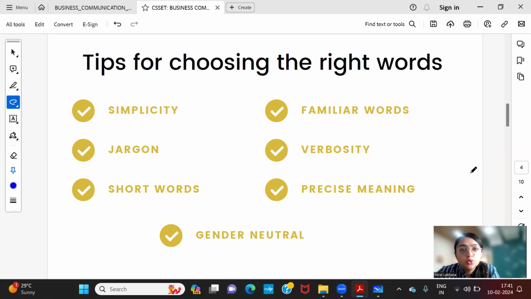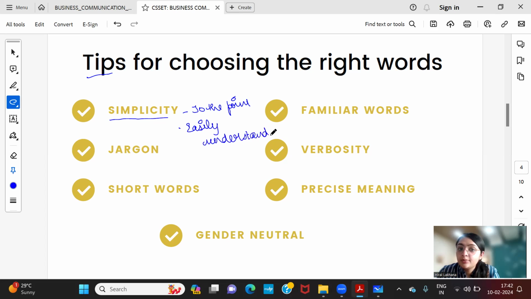But how do we know which are the right words that needs to be chosen? So here are a few quick tips for choosing the right words. So we'll go through them one by one. First one is simplicity. So the word in itself helps us understand that any word that we are choosing, it needs to be simple, it needs to be to the point, it needs to be precise. So when we are saying simple, it means that to the point or something that is easily understandable.